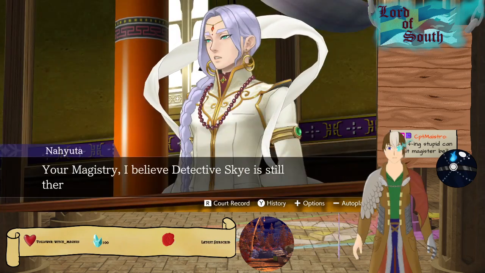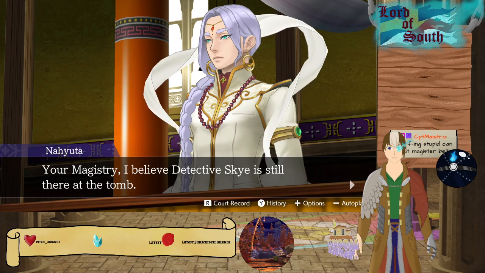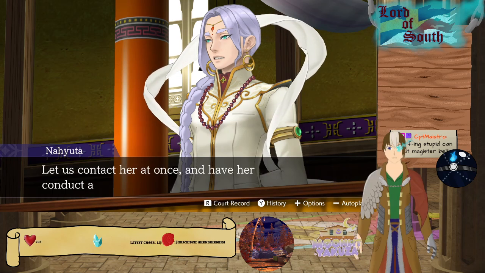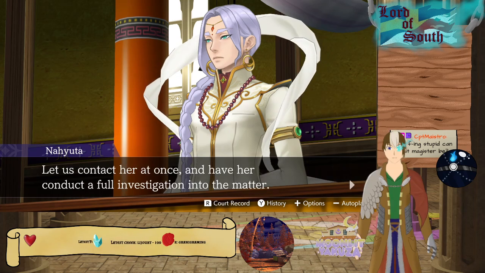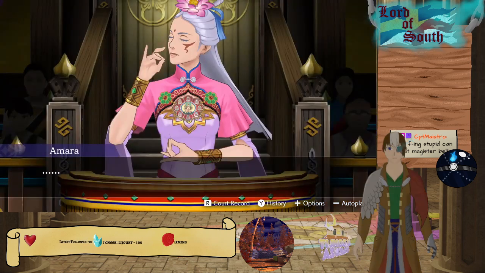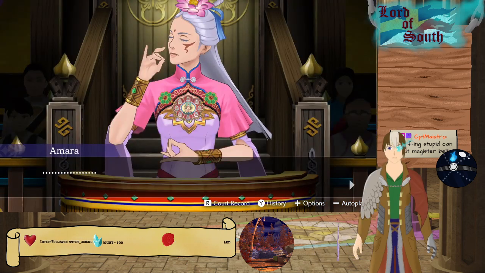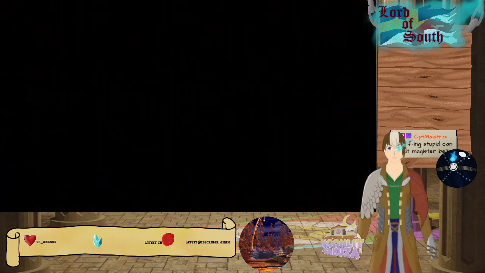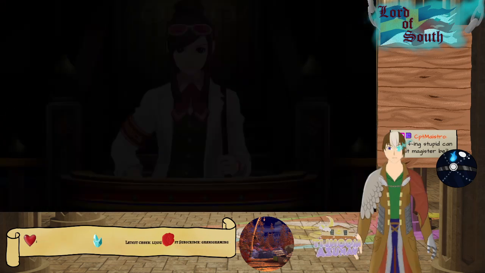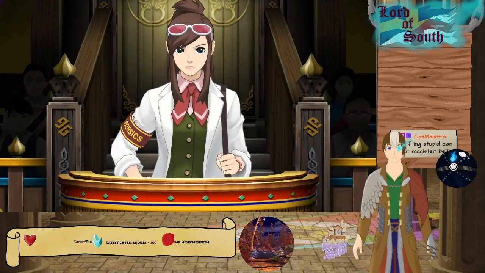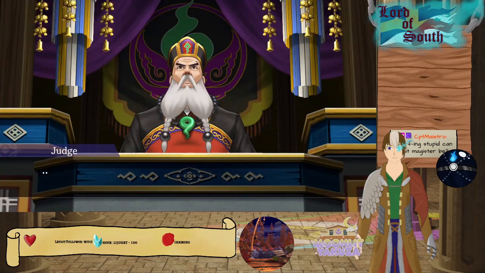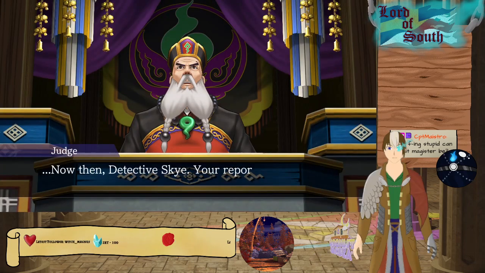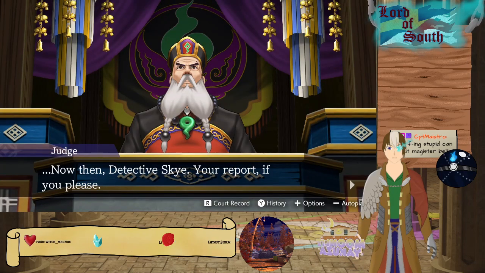Your Majesty, I believe Detective Sky is still at the tomb. Let us contact her at once and have her conduct a full investigation into the matter. Call him back. There is a fucking dead body in the sarcophagus. What the hell? Well, at the same time, it wouldn't be so surprising. It is a sarcophagus, actually. If she knew it was empty, sure. If she did believe there was actually a body in there, that's another question.